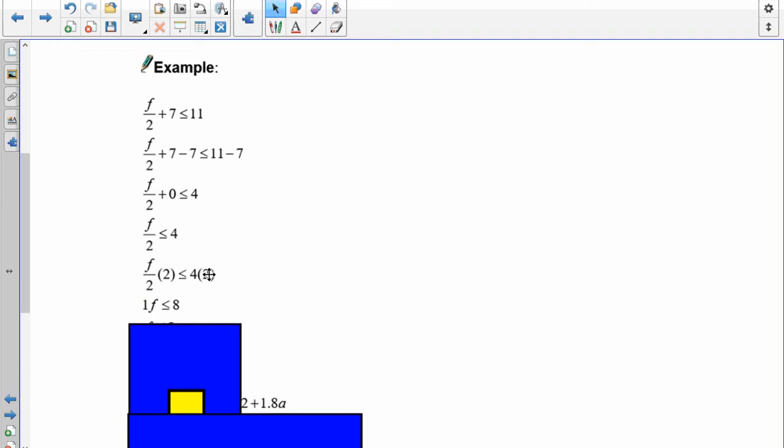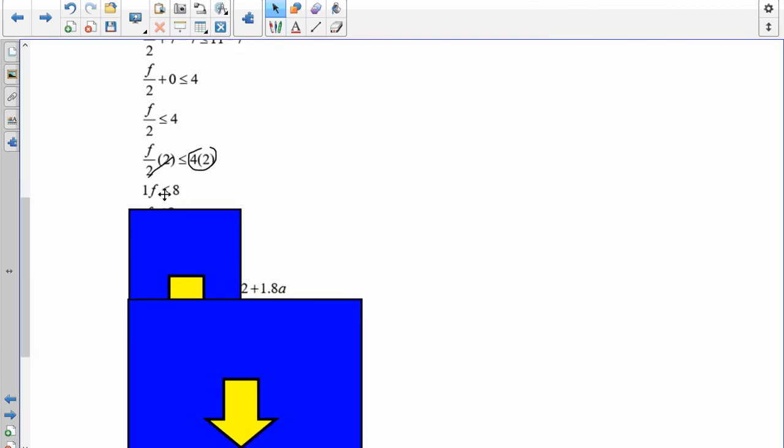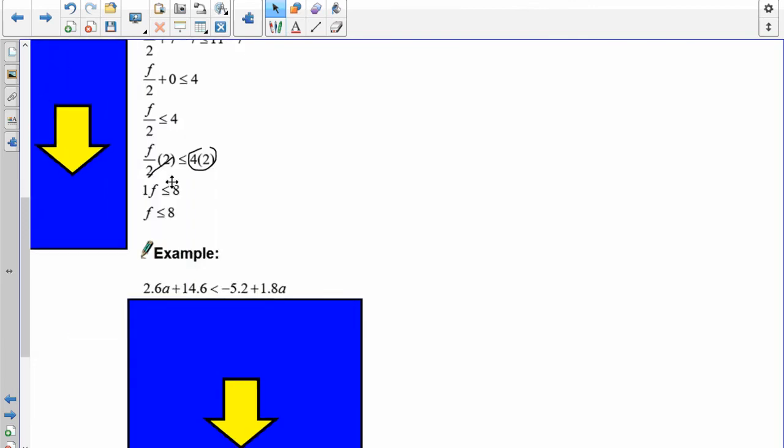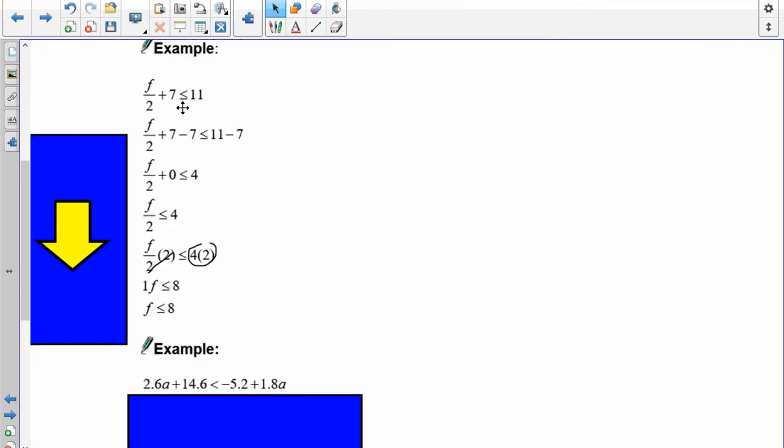4 times 2 over here is 8. So multiply both sides by 2. Multiply this side by 2, multiply that by 2. These cancel here, leaving me just with a 1, and this becomes a positive 8. There's no changing the sign here because we did not divide by a negative or multiply by a negative. So the sign stays the same way as we got it in the original inequality.